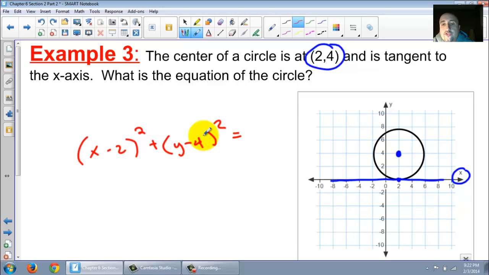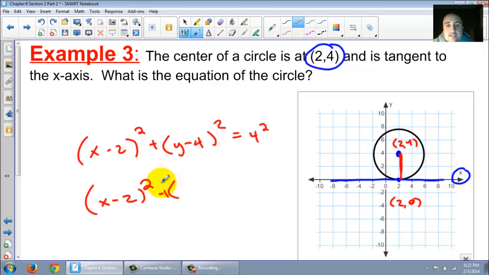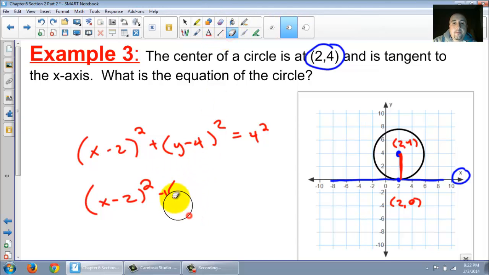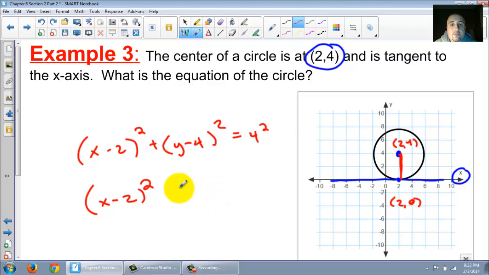Now we need our r. So remember, this is r squared. Okay, so what's our radius? This one's super easy because we can just count the tick marks. How far is it from (2, 0) to (2, 4)? Well, the y went from 0 to 4, so this is 4 units up. So this would be 4 squared, or 16. And where did I get 16 from? The 4 squared.